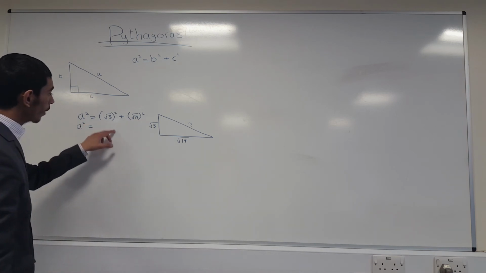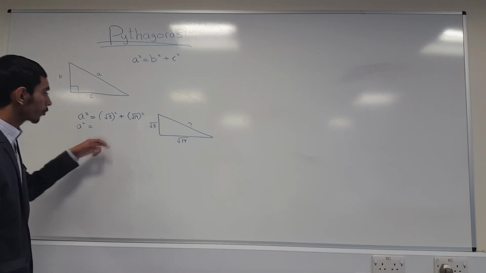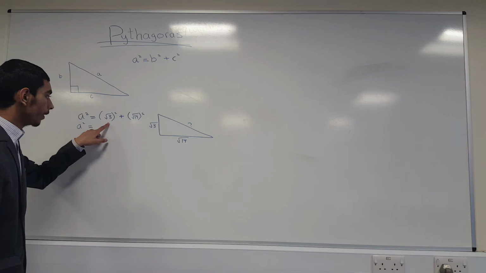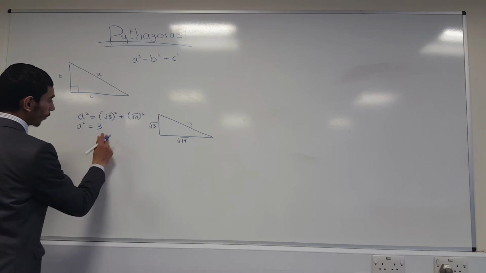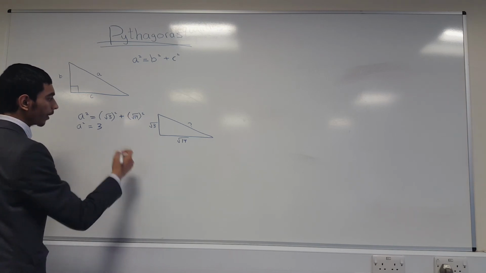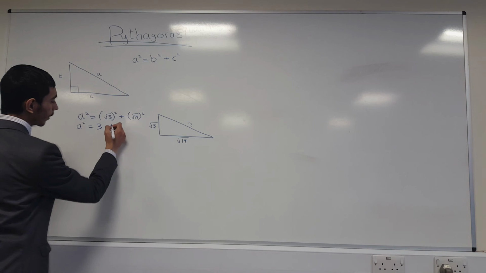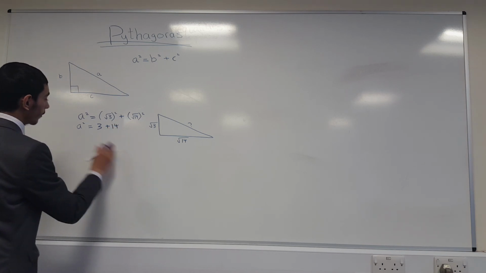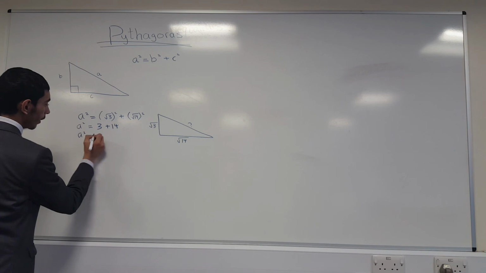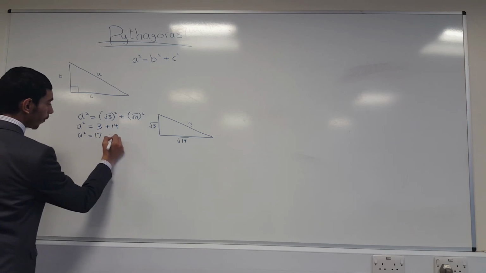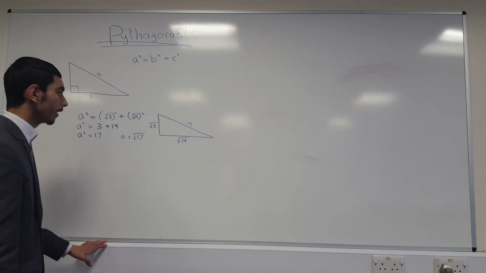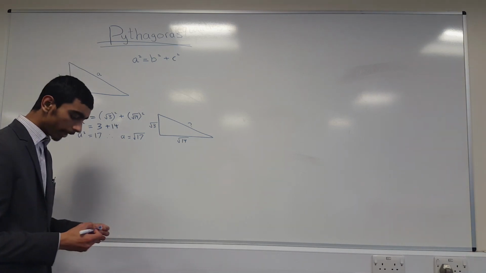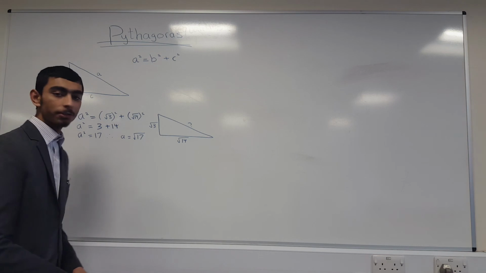Any square root of a number multiplied by itself is just going to be that number. So root 3 squared is just going to be 3, and root 14 squared is just going to be 14. And you can tidy that more. A squared equals 17. Therefore, a equals root 17.